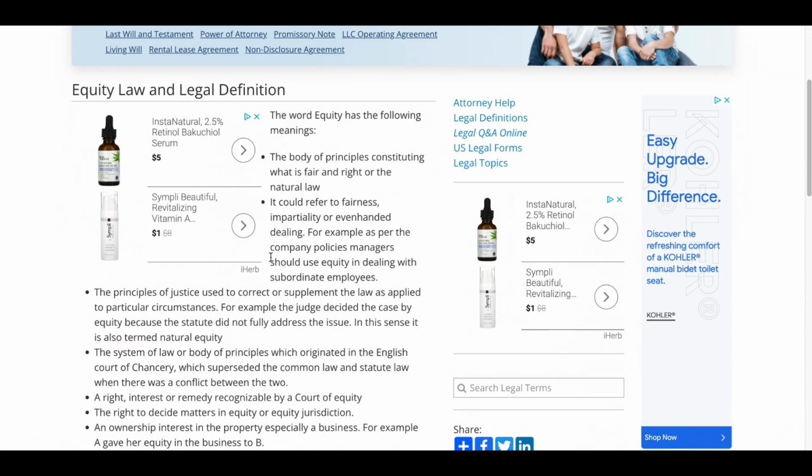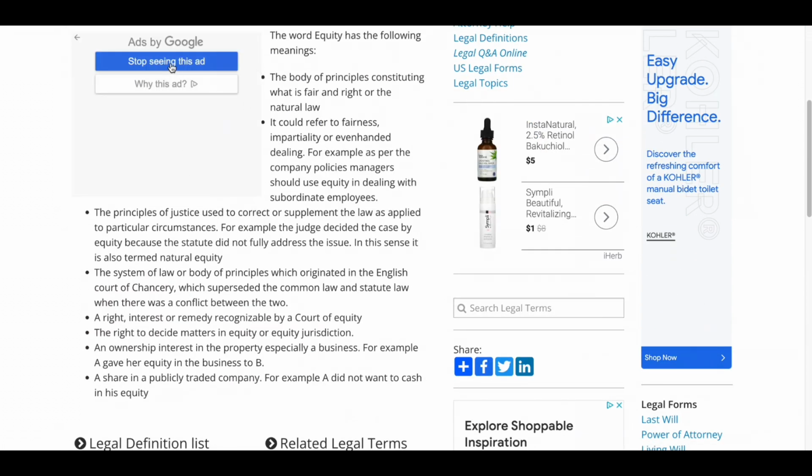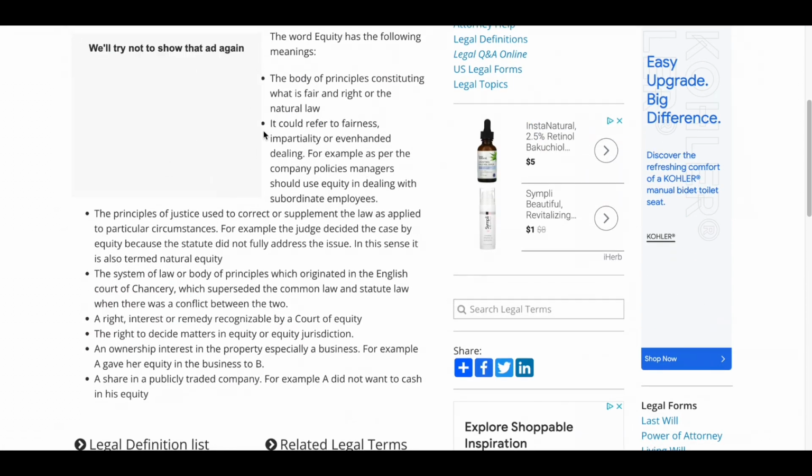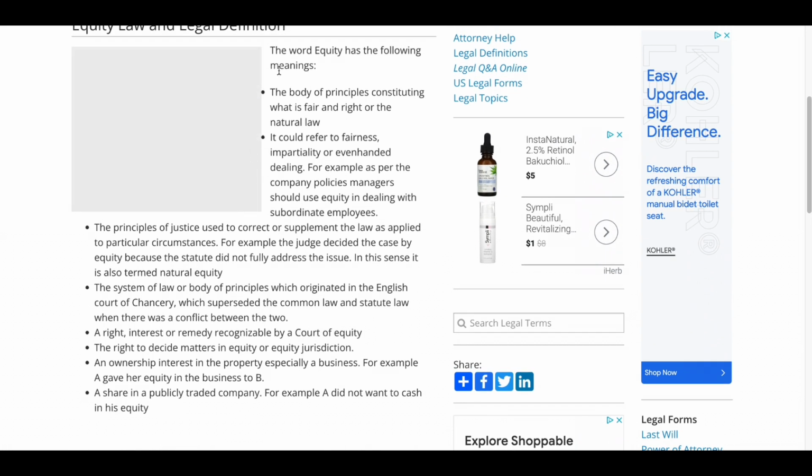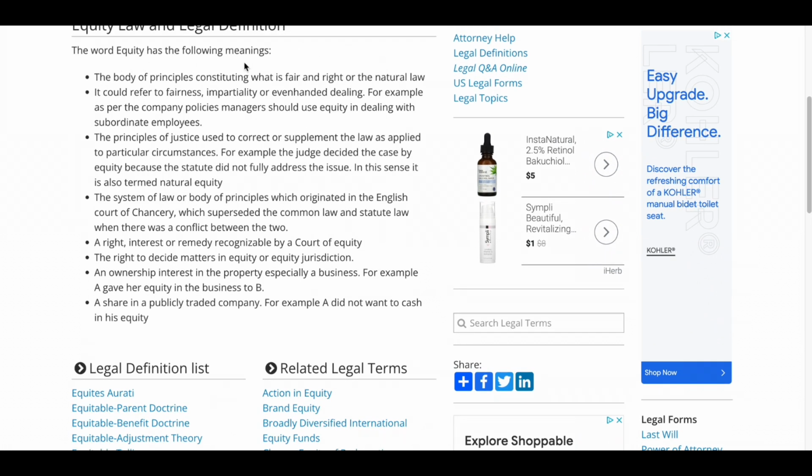Here's U.S. Legal. The word equity has the following meanings: the body of principles constituting what is fair and right, or the natural law. Keywords: natural law. You're talking about the law of God, the creator, or whatever God you believe in. If you believe in consciousness, call it whatever you want to call it. Natural law. They use that synonymously.